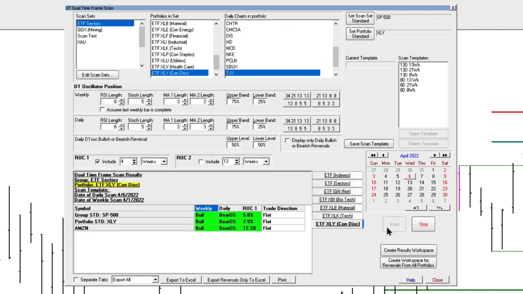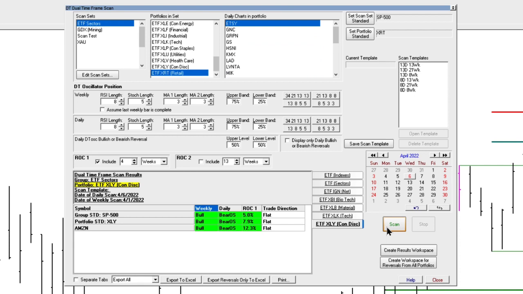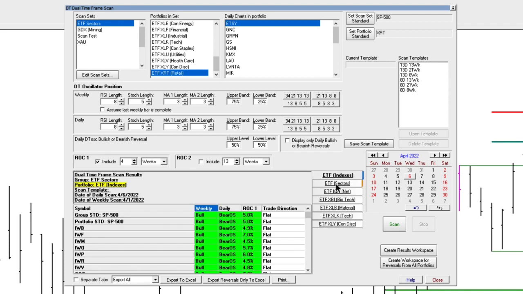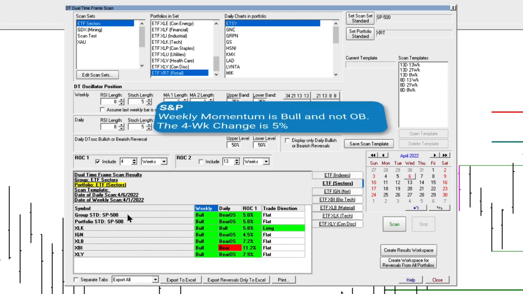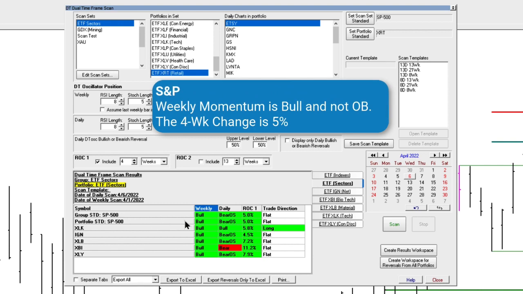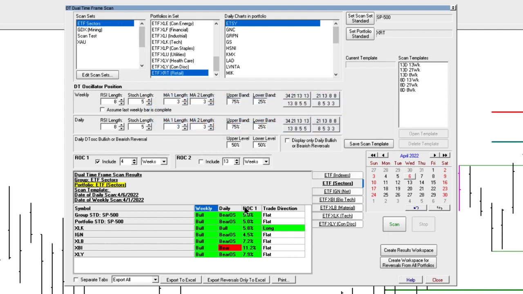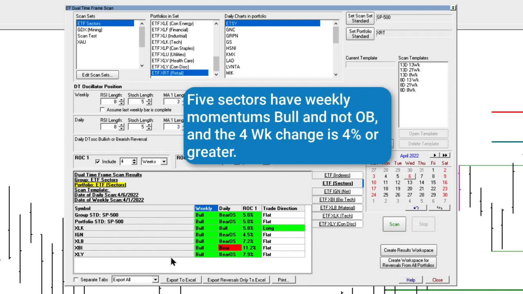Boy, you can see as it goes through this scan that the majority of the symbols are flat. But we'll address that in a moment. Let's go to the sectors. So here are the sectors, and again, this is a scan as of a Wednesday, not the end of the week. All of these weekly momentums are bullish, of course, because the S&P index's weekly momentum is bullish, and the S&P is up 5% from 4 weeks ago. And all of these sectors were 4% or greater over the last 4 weeks.